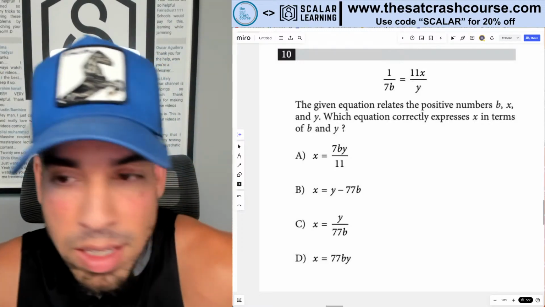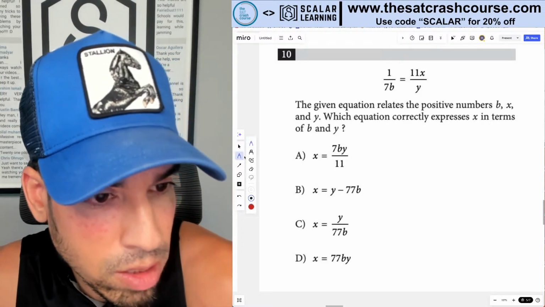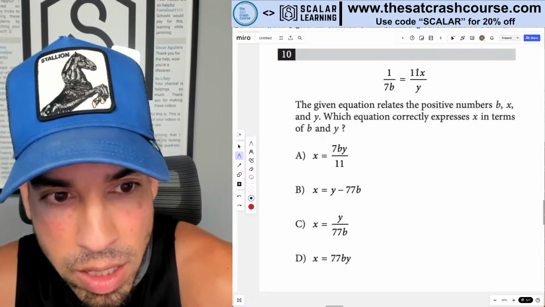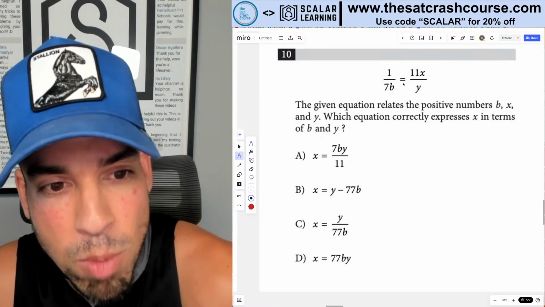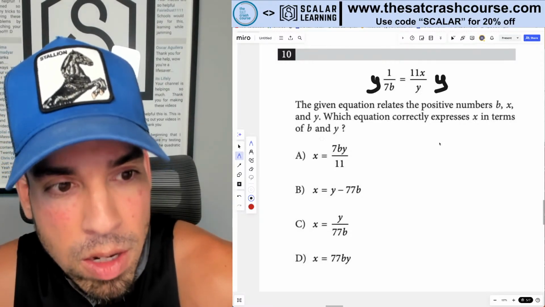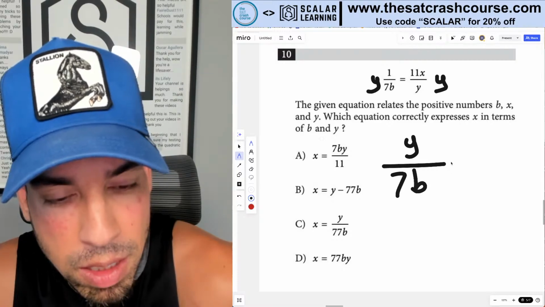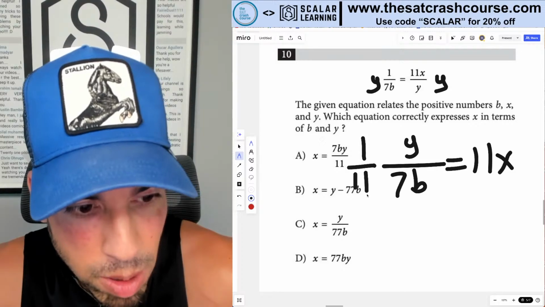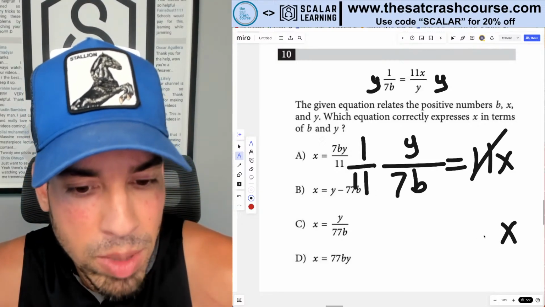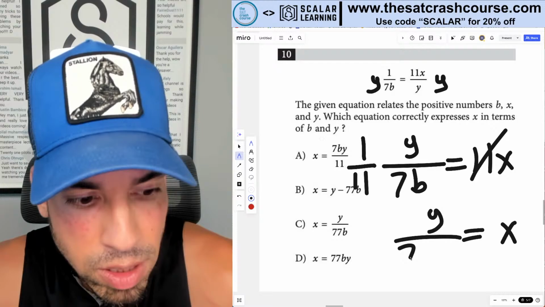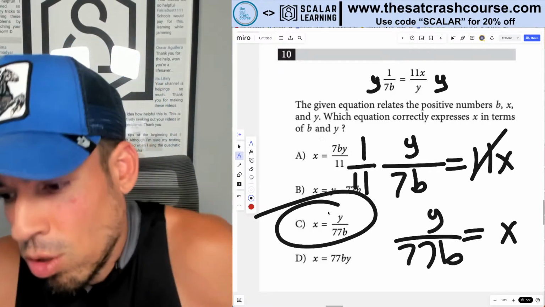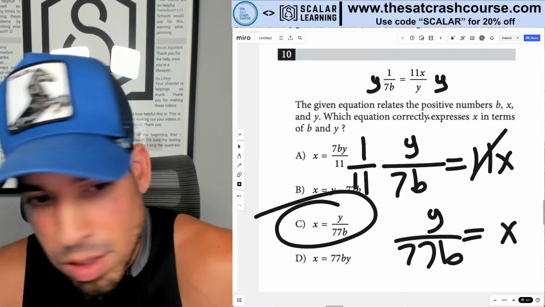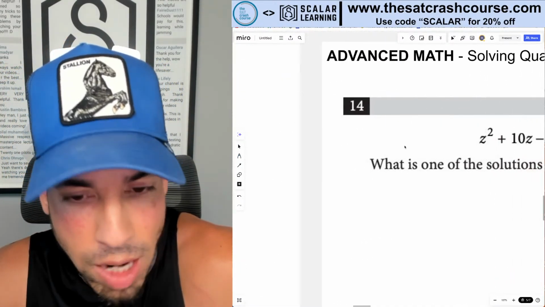Okay, so we got a lot of C's. Let's see what it is. Basically, what are they doing? They're isolating x. I'm going to start by multiplying both sides by y. Then we get y over 7b equals 11x. Last but not least, divide by 11, which is the same as multiplying by 1/11. Goodbye, 11. And we get x equals y over 77b, which is C. You guys all got it right. What legends! Cheerio, don't worry. You didn't post it, so it's all good. I'm just giving you a heads up.